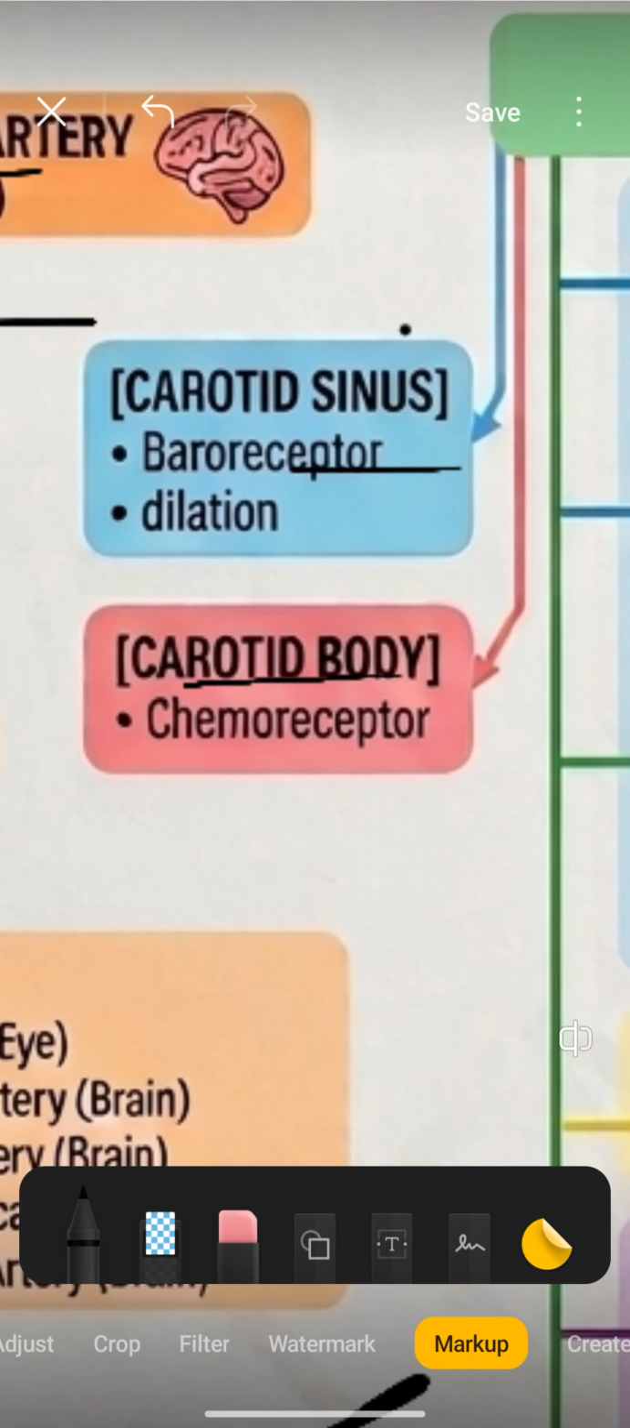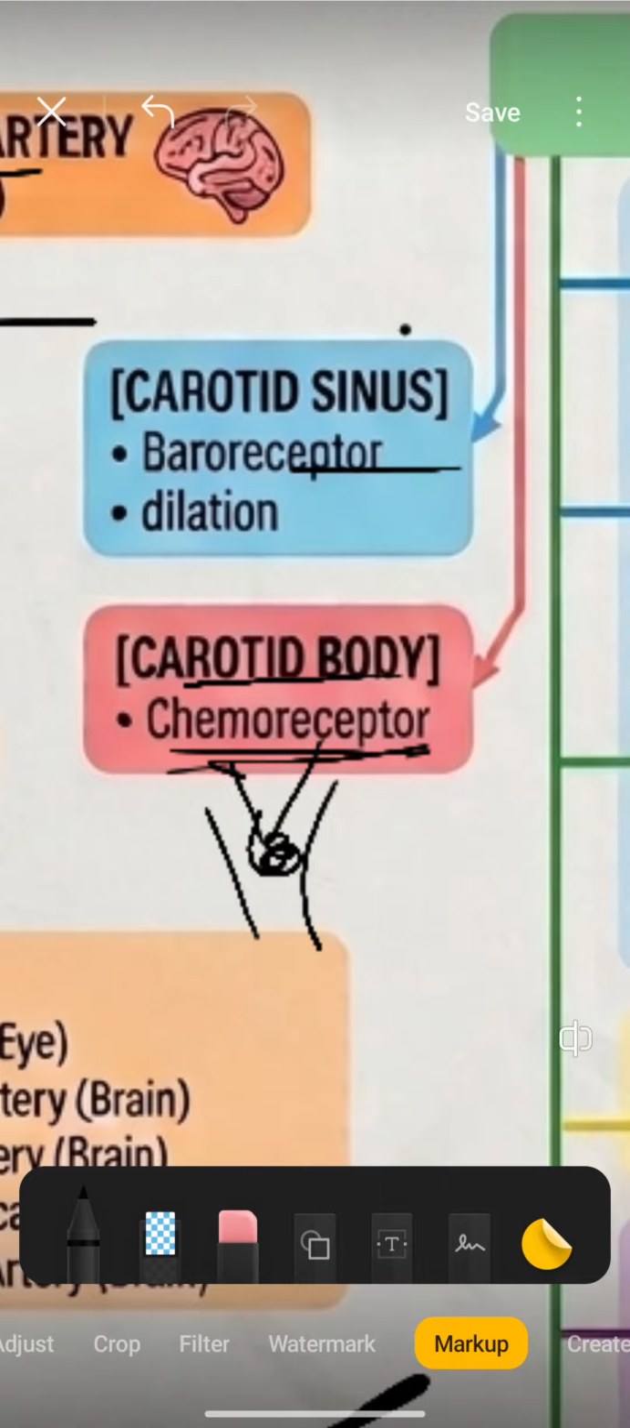Next is the carotid body. The carotid body is a small oval structure situated just behind the bifurcation of the common carotid. When the common carotid bifurcates, right there a small oval structure is present. Okay? A small oval structure behind the bifurcation of the common carotid artery. It acts as a chemoreceptor. It responds to changes in the oxygen and carbon dioxide content of the blood.